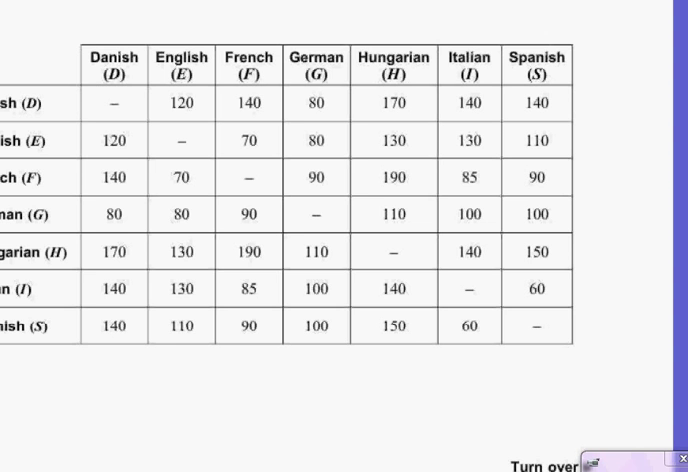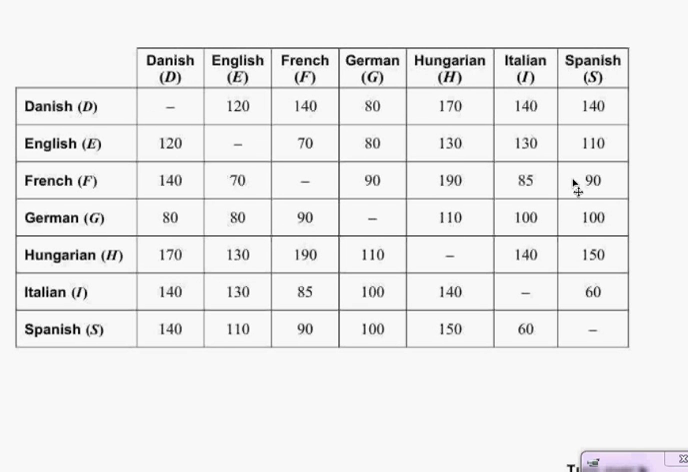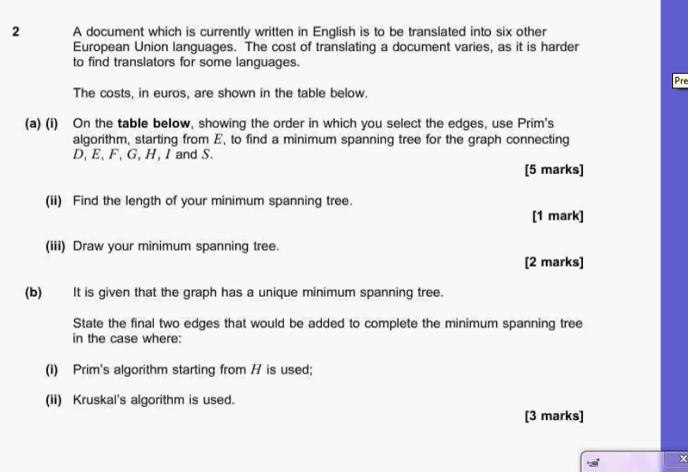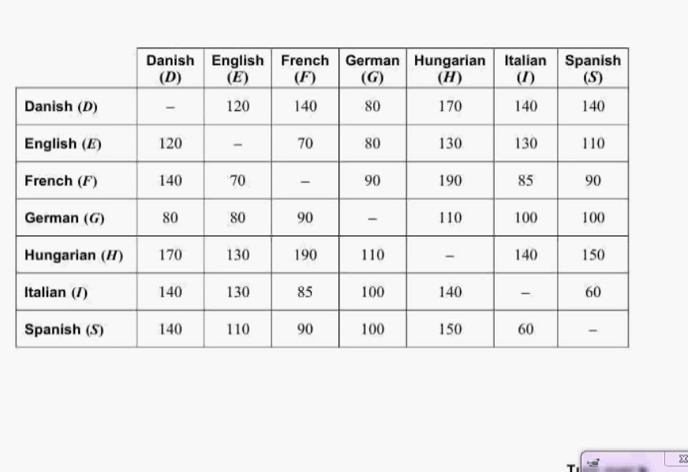So here's the table. I'll pull it over just a little bit. Okay, and it wants us to show in order what we're choosing. So I think we have to start from E. So we're going to start from E. So we label one E and delete E. Okay, so from E, I look down this column to find the shortest one, which is 70. Okay, so I'm going to write down here, which you don't need to, but it's always good to. So E goes to F. F gets labelled 2, delete F.